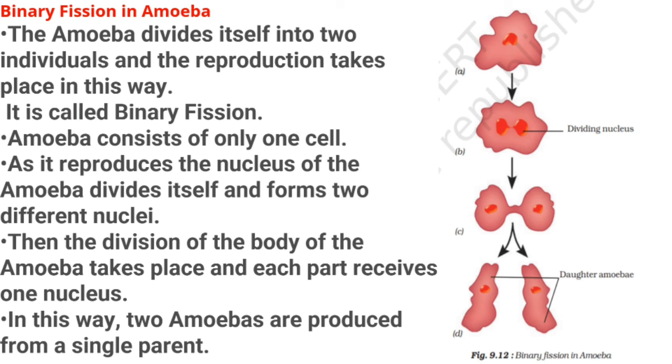So basically, in binary fission in amoeba, the nucleus divides into two, and then finally, the amoeba divides itself into two parts, and each part has its own nucleus.